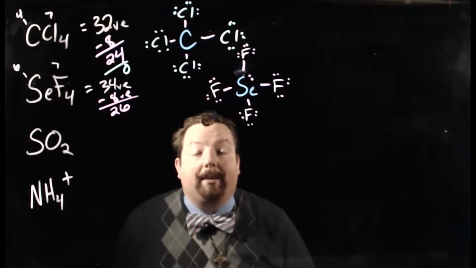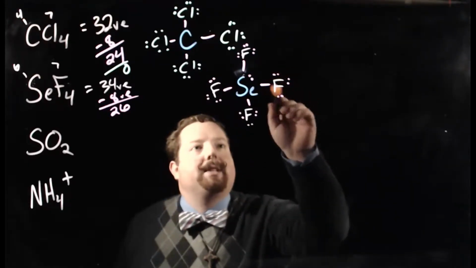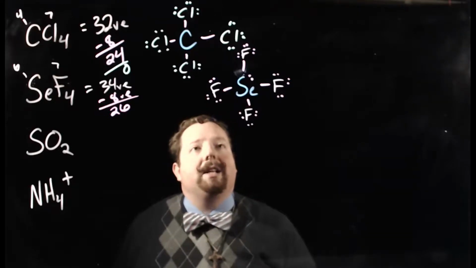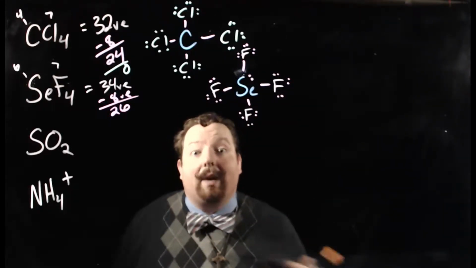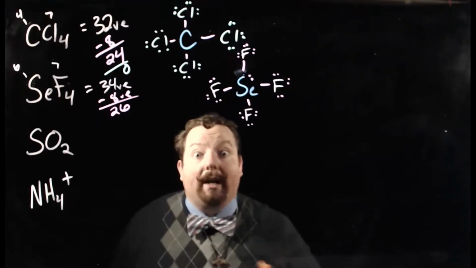Now we go back through and double check. We already said all these fluorines have 2, 4, 6, 8 electrons around them. Selenium's got 2, 4, 6, 8, 10, and it has an expanded octet, and that's okay because it's past element 20 on the periodic table.